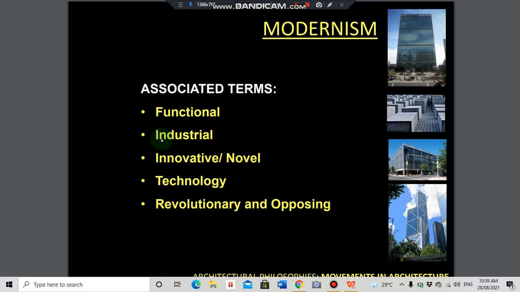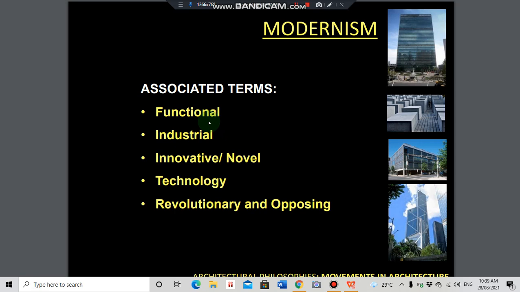Next is the modernism, associated with the following terms: the functional, industrial, innovative or novel, technology, revolutionary, and opposing. So that is the terms that you can associate modernism. No? So when you say functional, of course, it is designed to be practical and useful. So yung space is more practical and useful.